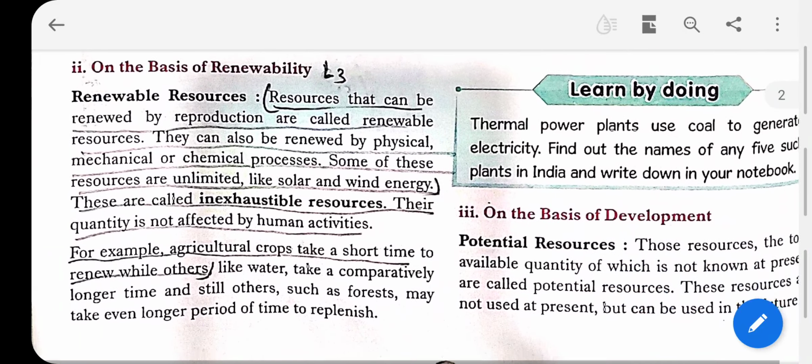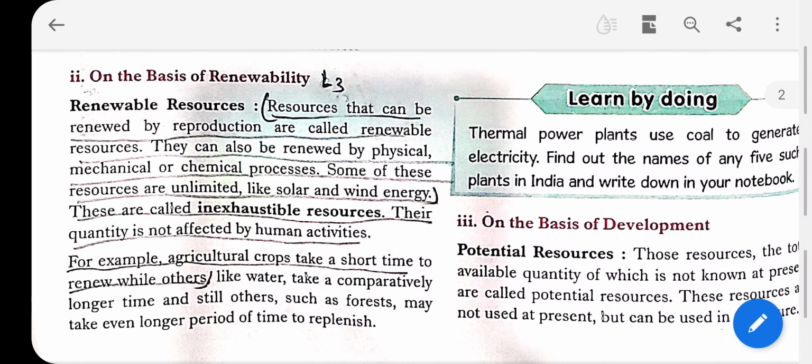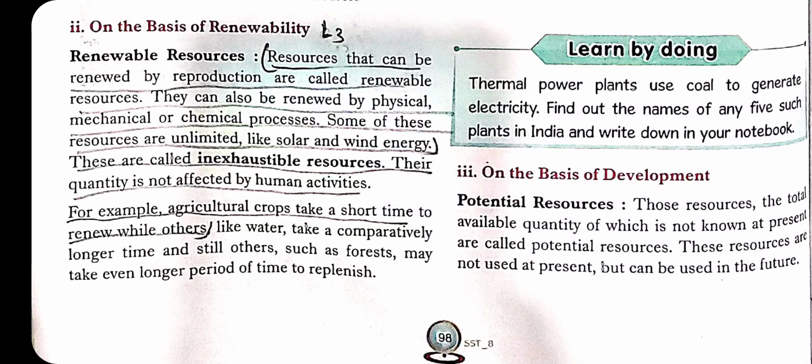Second is on the basis of renewability. On the basis of renewability, resources are divided into renewable resources and non-renewable resources. What are renewable resources? The resources that can be renewed by reproduction are called renewable resources. They can be renewed by physical, mechanical, or chemical processes.